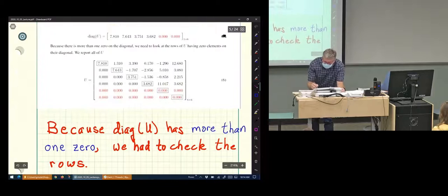But in this example, from the row test, conclusion, we have 1, 2, 3, 4 linearly independent vectors.